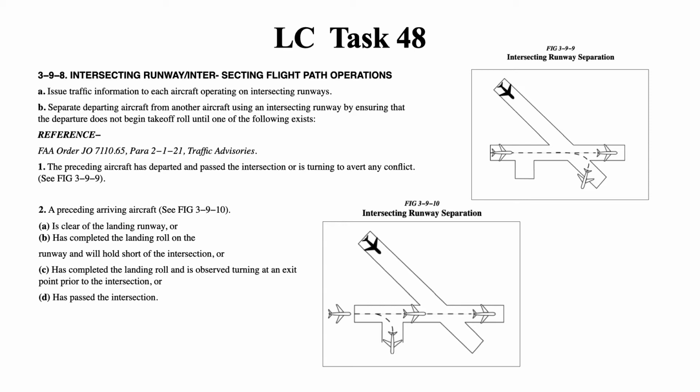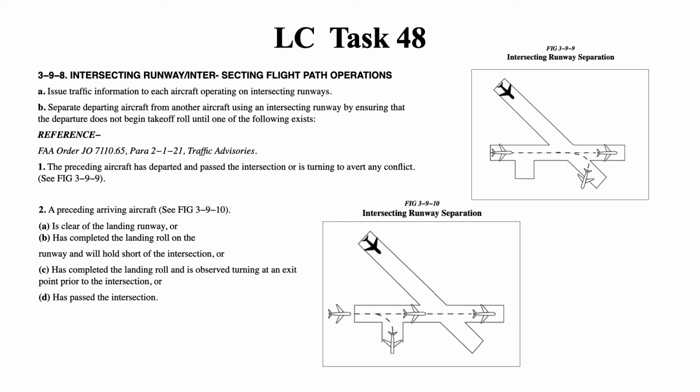Number 2, a preceding arriving aircraft. So if in figure 3-9-10, the white aircraft is the aircraft that's arriving, the black aircraft is the departure aircraft. In section A, it is clear of the landing runway, so that would be landing and then either past that intersecting runway or turned prior to, or B, has completed the landing roll on the runway and will hold short of the intersection.